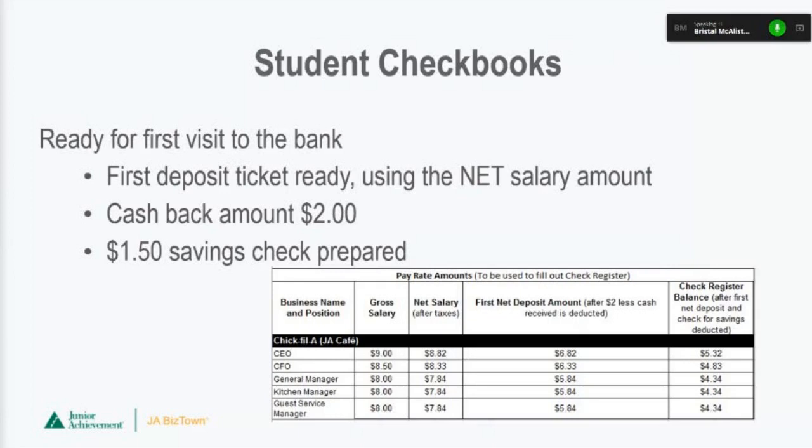All right, so moving on. As you're preparing your student checkbooks, this is getting them ready for their first visit to the bank. They are going to have their first deposit ticket ready, again, using that net salary, which you can find on that staffing model. They will be writing out their deposit ticket for receiving $2 cash back, and they will also be writing a separate savings check for $1.50. This is all information that will be sent to you prior to your visits, so that you remember what to have your students prepare.